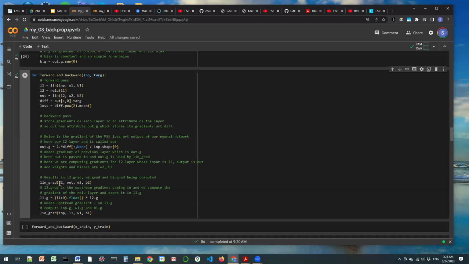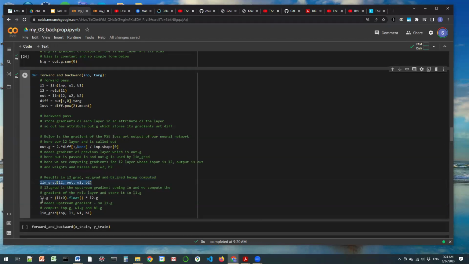Well, what happens as a result of this is we have computed the gradient of the second linear layer. And as a result, we have computed 3 values, L2.grad, W2.grad, and B2.grad. L2 is the input, W2 is the weight, and B2 is the bias. So remember that what we wanted when we came in is we will obviously use the gradient of the output and then compute that box's internal gradients. Okay, so that's what we've done by this function.